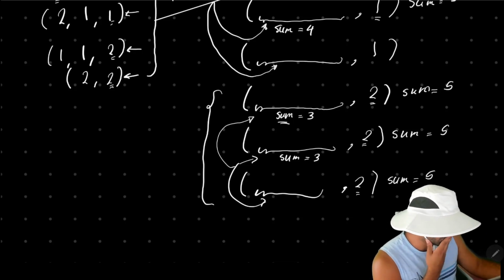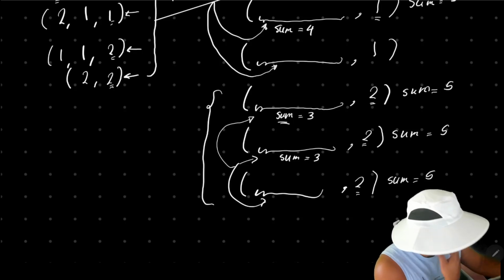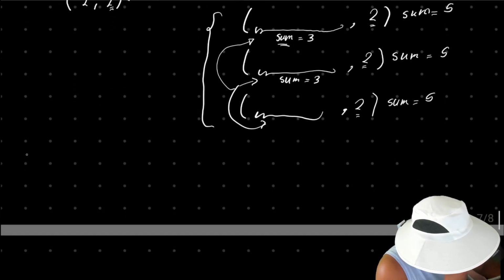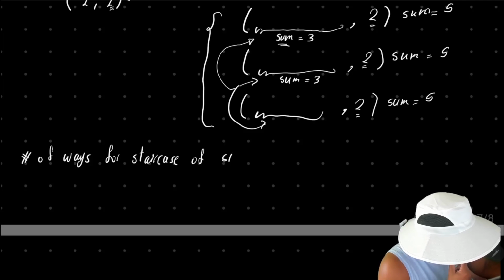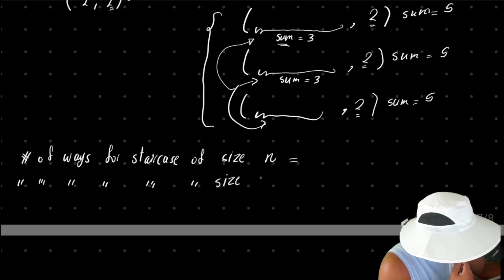So what am I trying to say? What I'm trying to say is the number of ways for a staircase of size n would equal the number of ways for a staircase of size n minus 1, plus the number of ways for a staircase of size n minus 2.